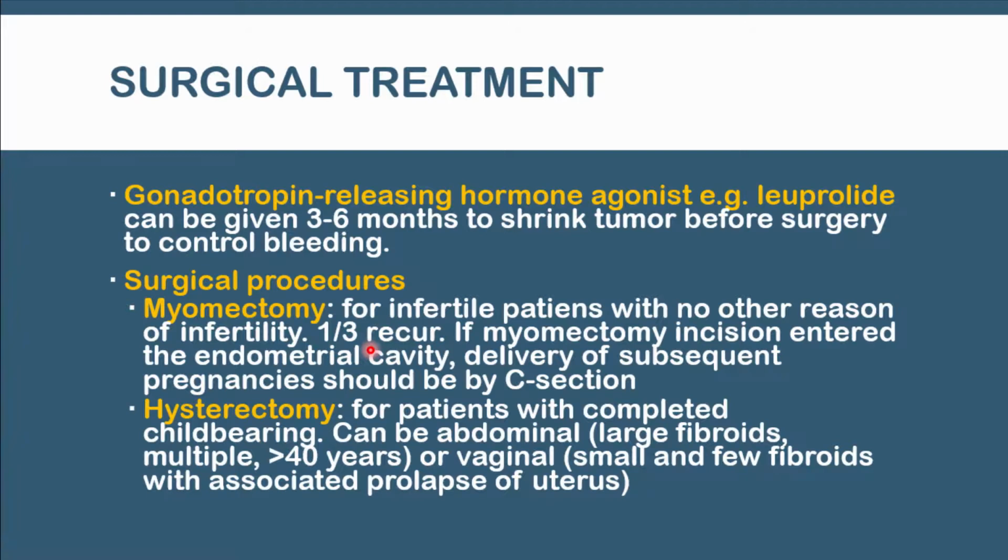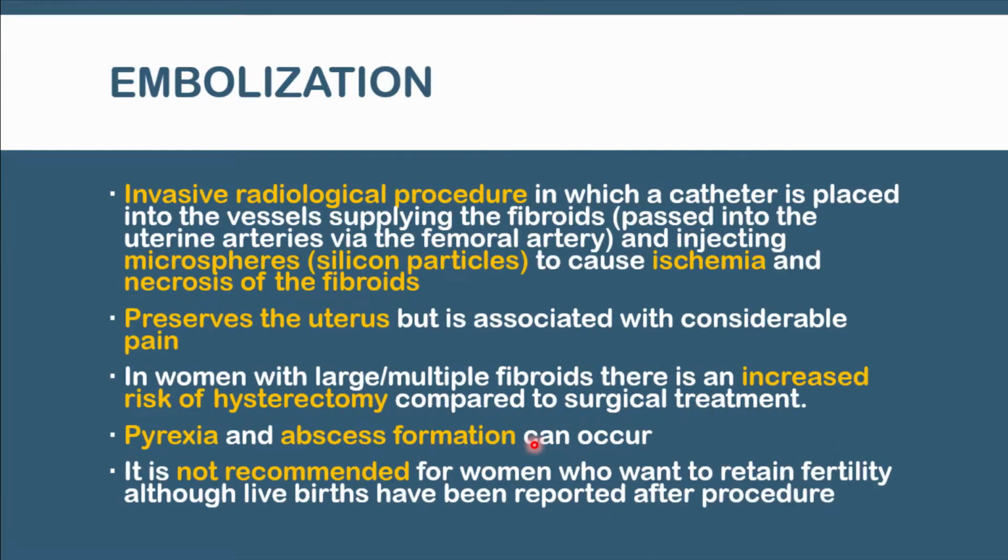Then the other thing that you may do in women that have completed childbearing age, and maybe the fibroids are large, you can perform a hysterectomy. If the fibroids are very large, this woman is above 40 years and she has multiple fibroids, you can perform an abdominal hysterectomy. If they are small and the fibroids are quite few in number, and if they're even associated with prolapse of the uterus, you may perform a vaginal hysterectomy.